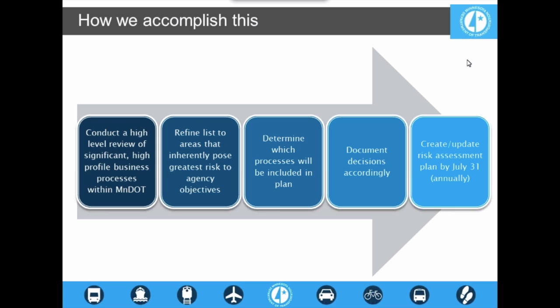And then we added some things to help make that list a little smaller. Like maybe we would look at areas based on dollar amounts. We would throw out areas that were at a certain threshold, or we would look at how many times an area or a process had been audited and had significant findings.